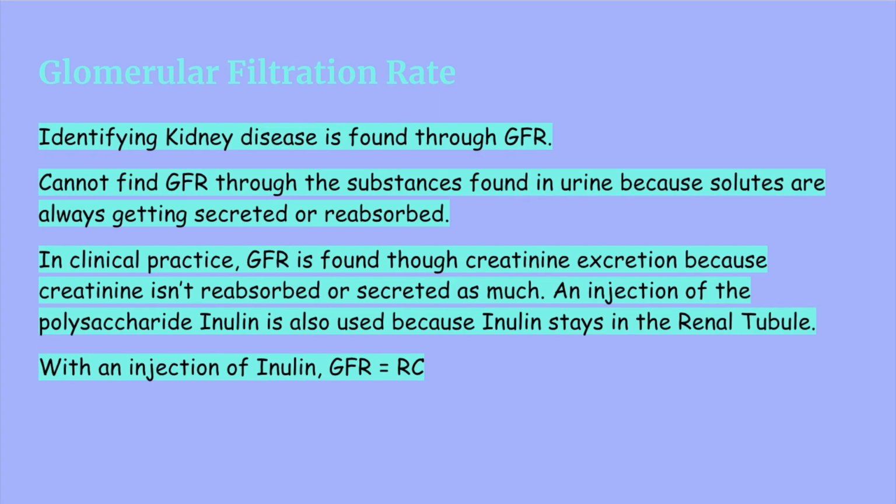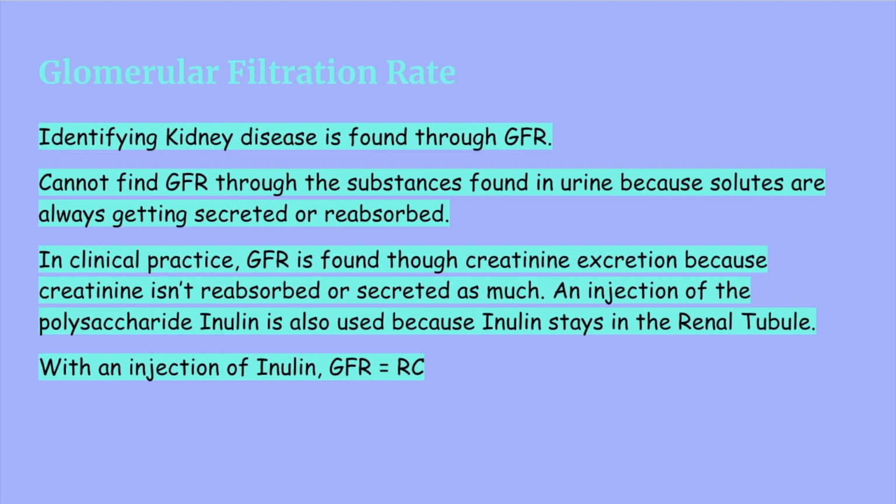In clinical practice, glomerular filtration rate is found through creatinine excretion because creatinine isn't reabsorbed or secreted as much, meaning it stays in the renal tubule most of the time. Also, an injection of the polysaccharide inulin is used because inulin also stays in the renal tubule. It is neither secreted nor reabsorbed. So with an injection of inulin, glomerular filtration rate would equate to renal clearance, meaning glomerular filtration rate would have the same equation as renal clearance.